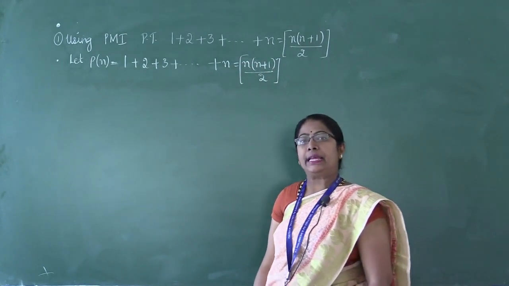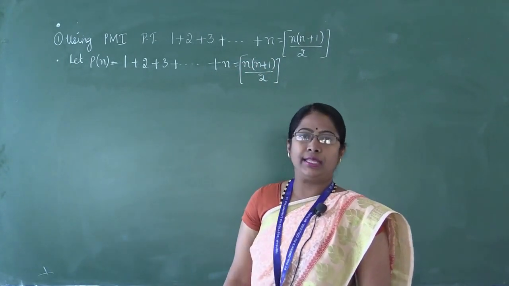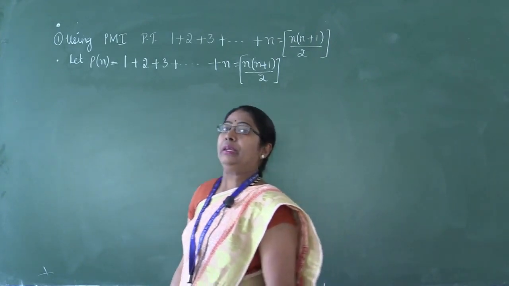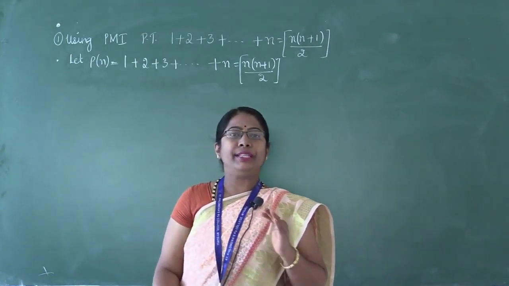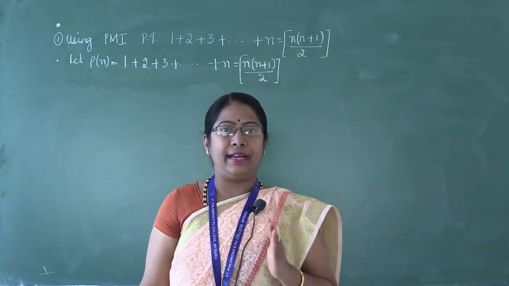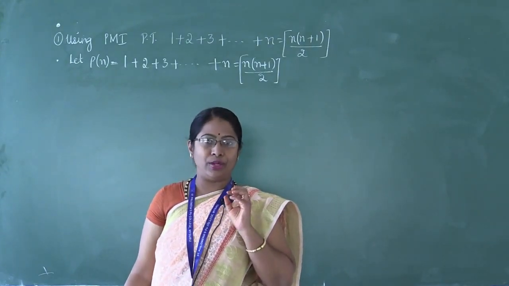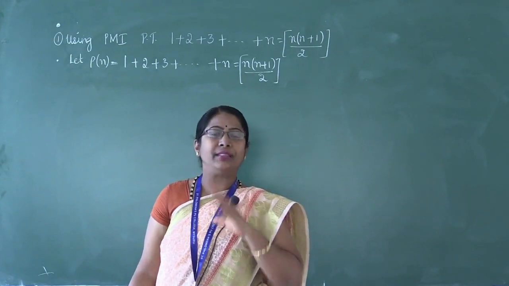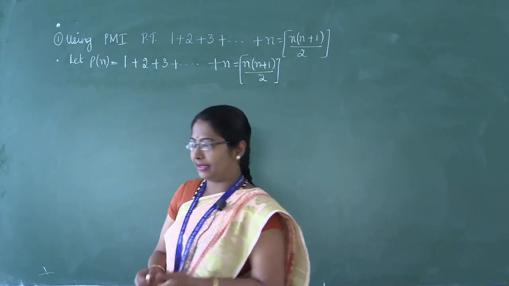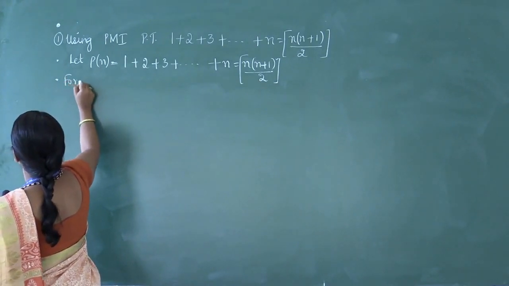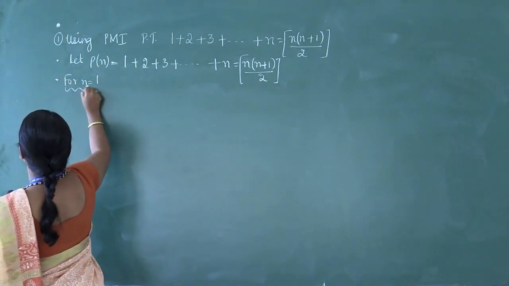What is the second step? Assume that the given statement is true for n equal to 1, which means what? Wherever there is n on the LHS and RHS, we are supposed to put the value of n as equal to 1 and check whether LHS is equal to RHS. So, for n is equal to 1.